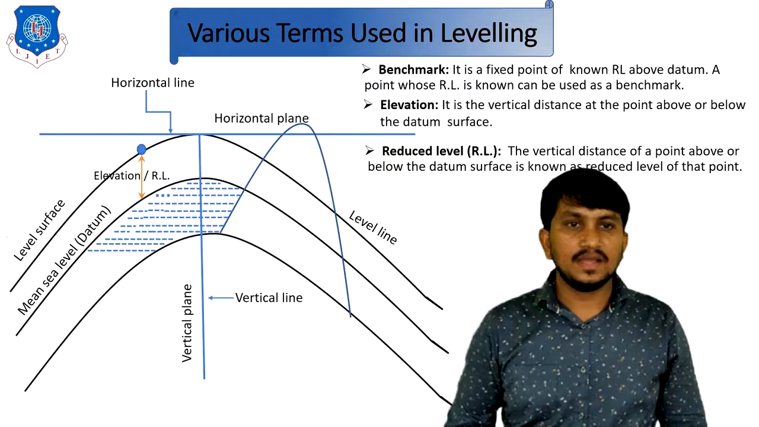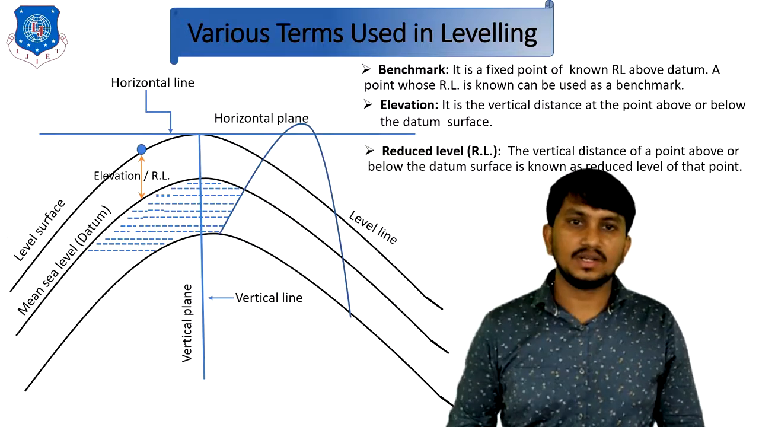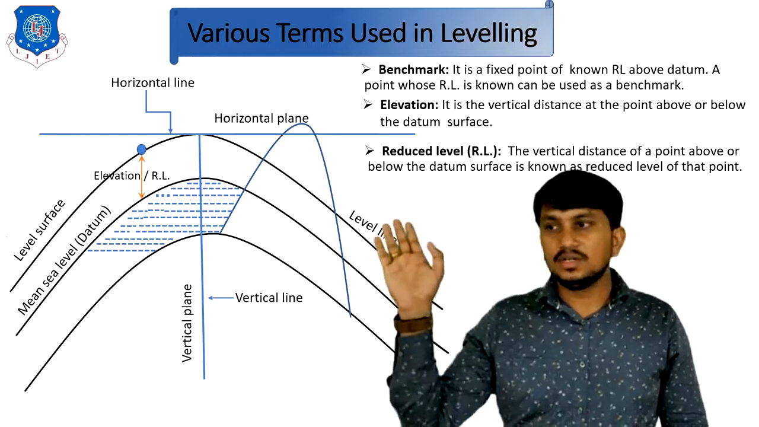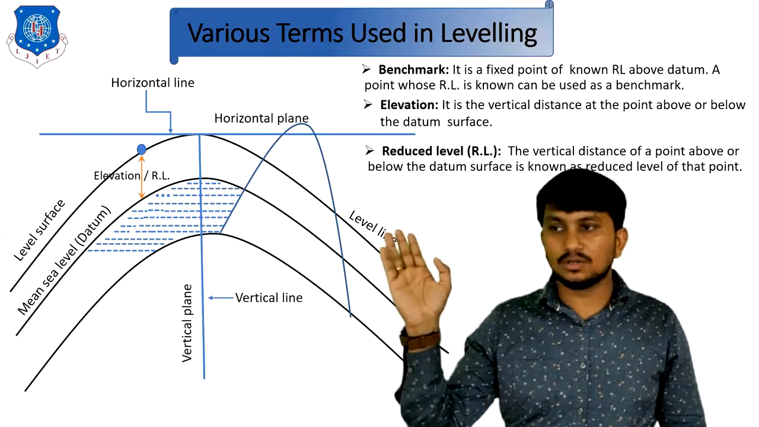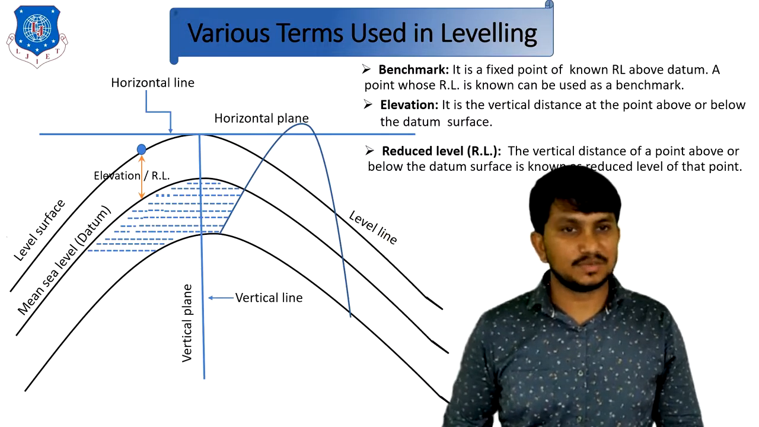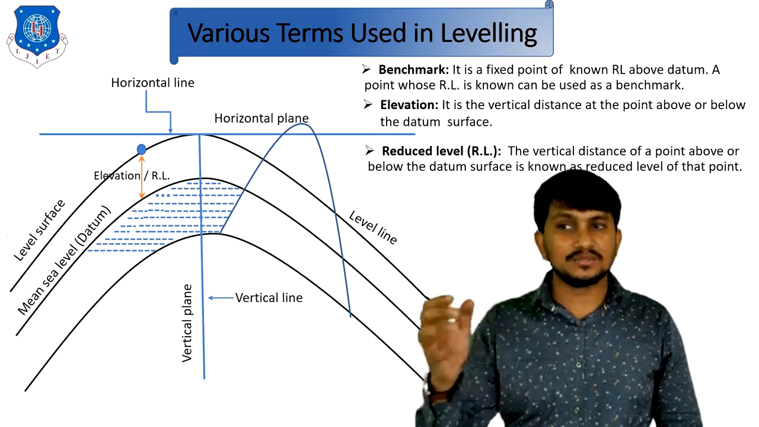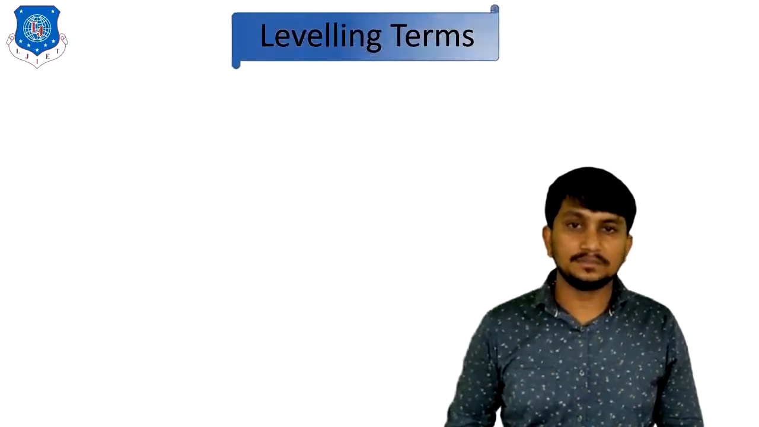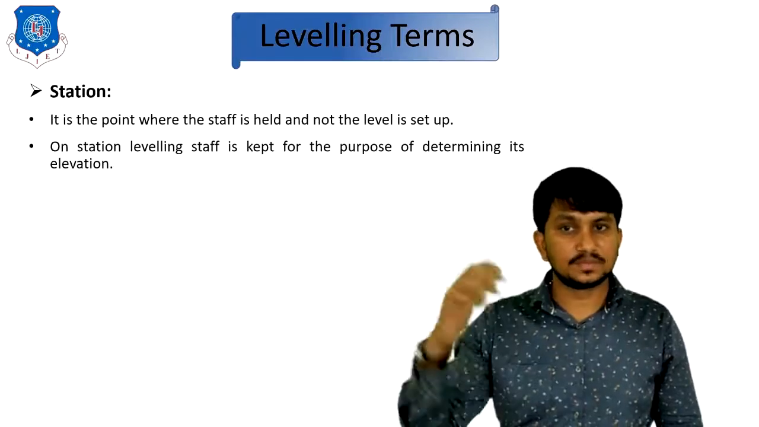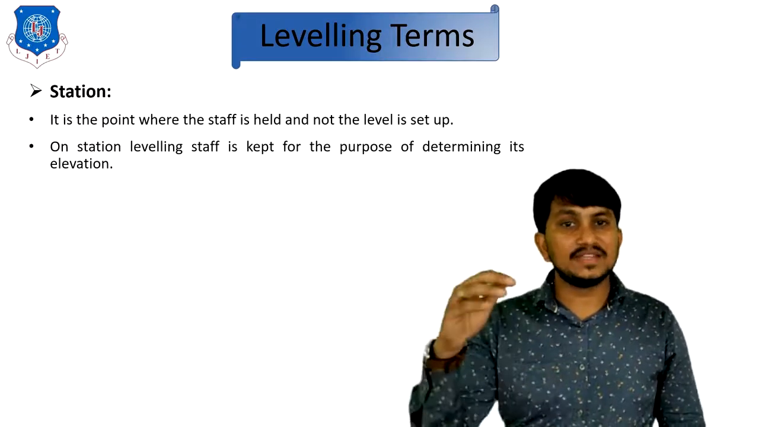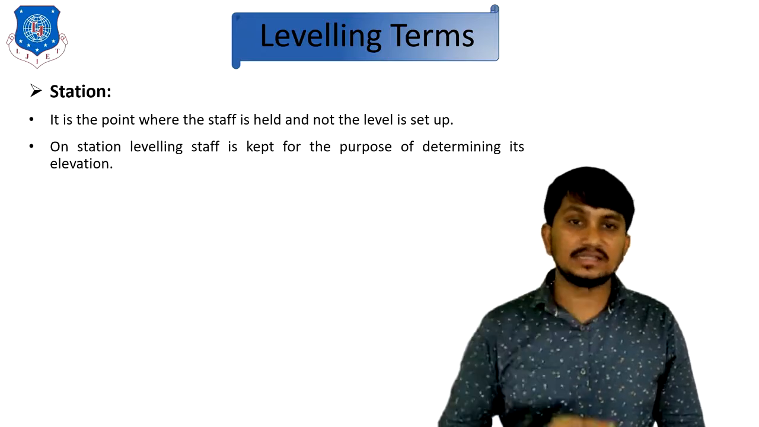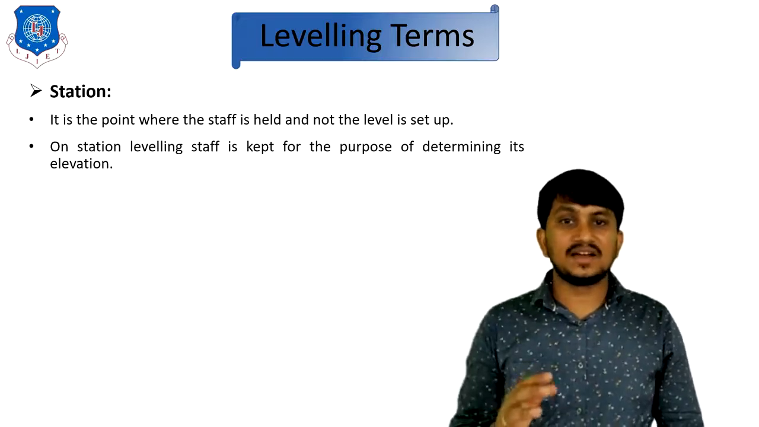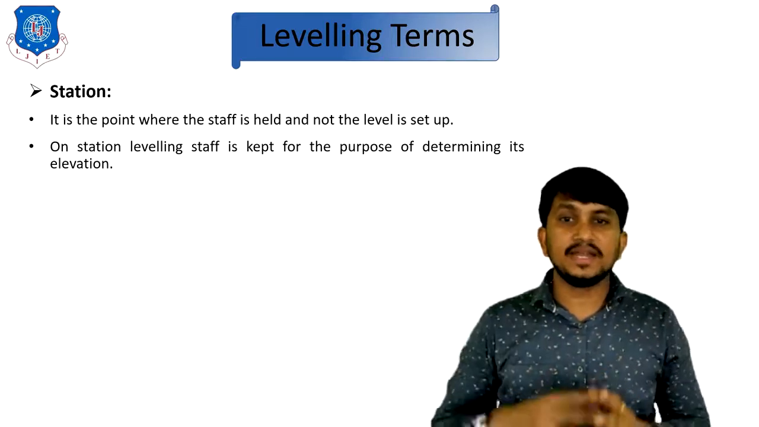It is a fixed point having known RL above datum. A point whose RL is known can be used as a benchmark. So if the RL of this point is known, it can be used as our benchmark. These are the various terms used in leveling. There are also other terms of leveling, like station. It is the point where the staff is held, and not where the level is set up. It is called the station point. On the station point, the leveling staff is kept for the purpose of determining its elevation.